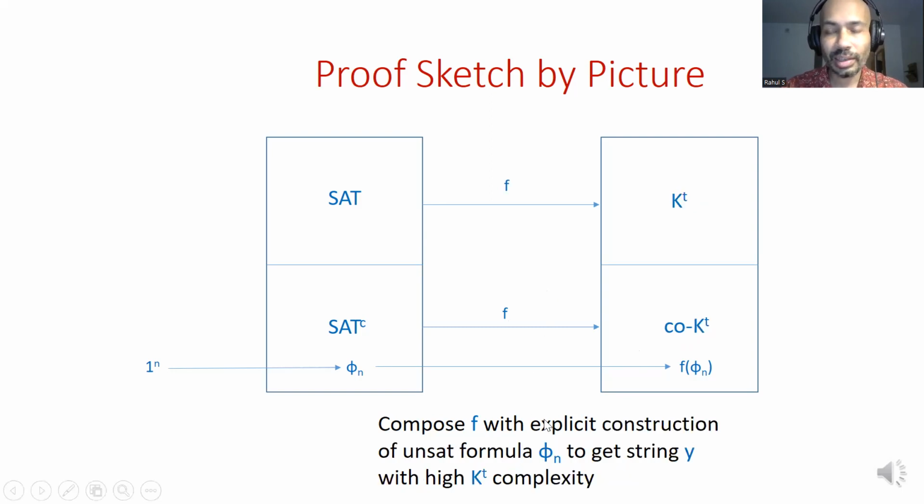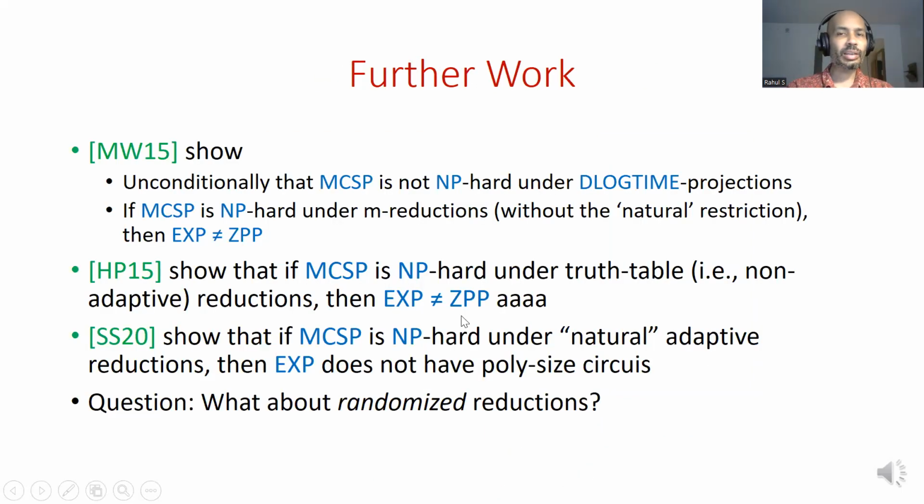And exactly the same argument is also going to get you strings with high KT complexity. And if the KT complexity of a string is high, say for t equals n squared, that also means the circuit complexity is high. So it's a stronger conclusion.